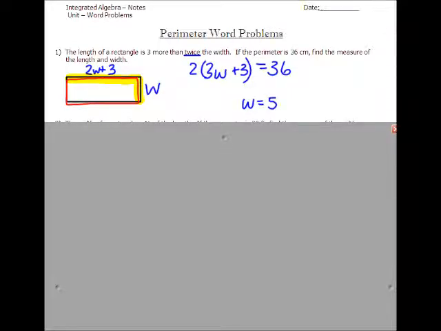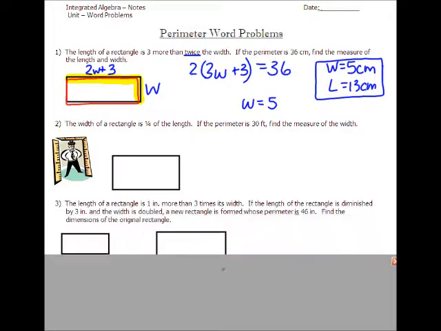So if w is 5, my width is 5, give me units, and my length then is going to be 13 centimeters, and does it check? Well, 13 plus 5 is 18 times 2 is 36. It checks. Hooray! Alrighty, let's go on and take a look at 3.